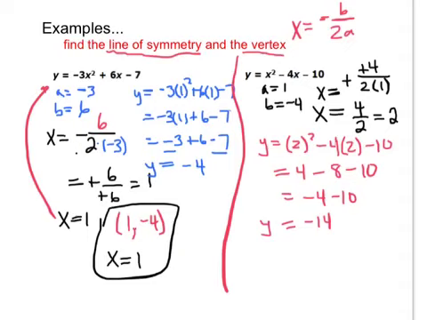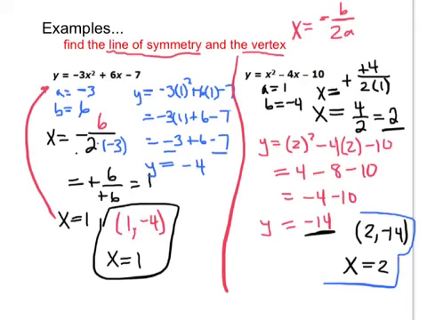Our ordered pair for our vertex is just our x and our y. So we have 2 comma -14, and our line of symmetry is simply just x equals 2. And again, we know that because of the fact that our line of symmetry goes through our vertex, and it's whatever that x value is.